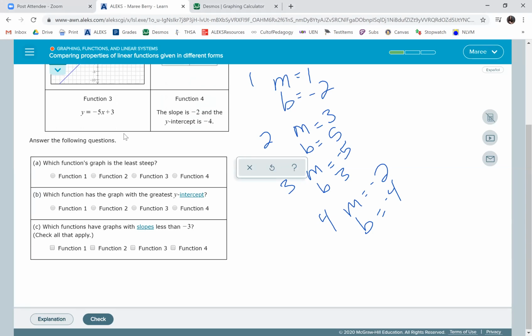So, which function's graph is the least steep? Okay. This is the one where it doesn't matter if it's positive or negative, and it needs to be closest to 0. So that's going to be the one with slope of 1. So that's function 1. Which function has the graph with the greatest y-intercept? So we're going to look at all the y-intercepts, and we want the highest number, which is 5. So that's function 2. Which functions have graphs with slopes less than -3? So that's just going to be function 3 because that slope is -5. That's less than -3.